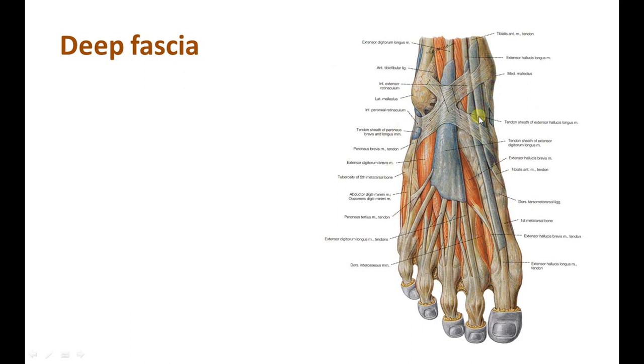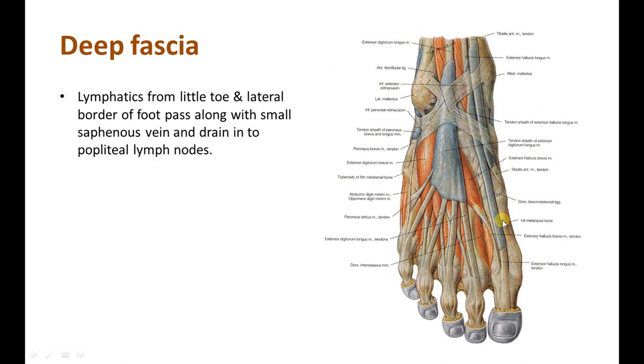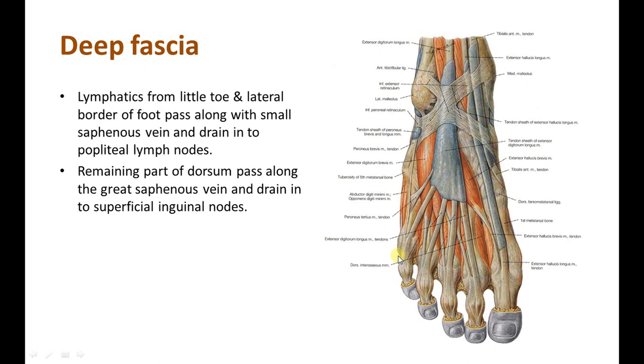Okay. Now, before going to the deep fascia, we will also try to have a look at the lymphatics. So the lymphatics along the medial side of the foot and from the great toe will follow the course of the great saphenous vein and enter into the vertical group of inguinal lymph nodes. Whereas from the lateral side, it will follow the small saphenous vein and enter into the popliteal lymph nodes.